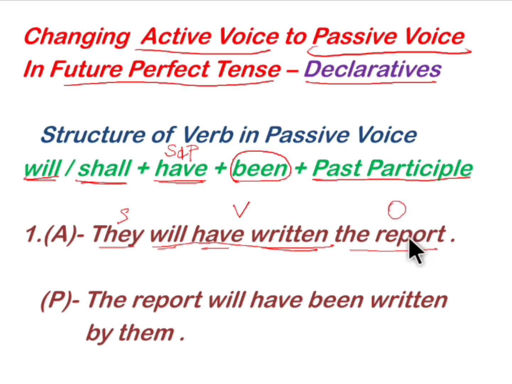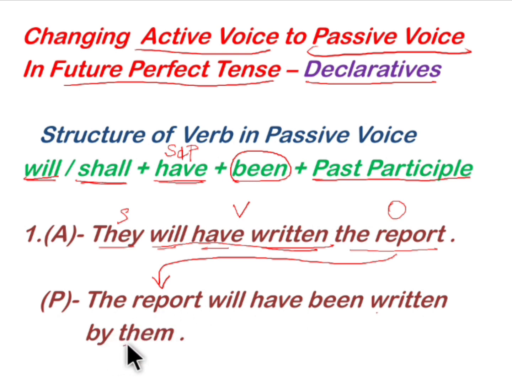Now the object of the active voice will become the subject of the passive voice. So the passive voice will begin with the object of the active voice. So the object is the report. The report. This will is used to denote the future tense. We use have to denote the perfect tense and been to denote the be form of verb. Then written is the past participle.